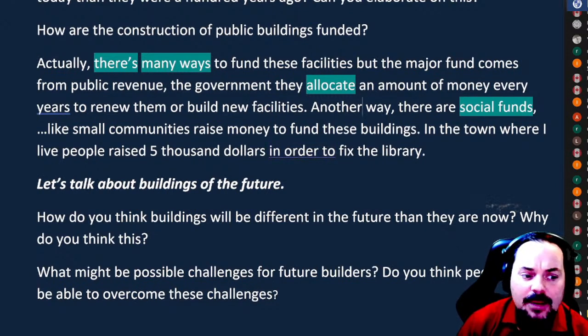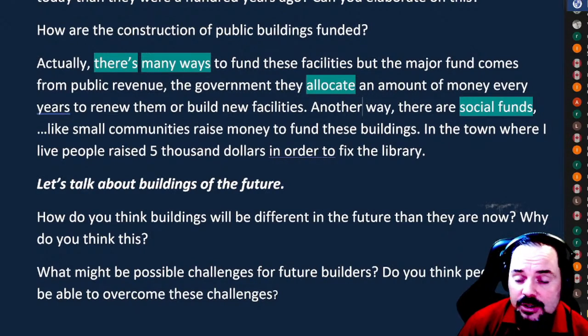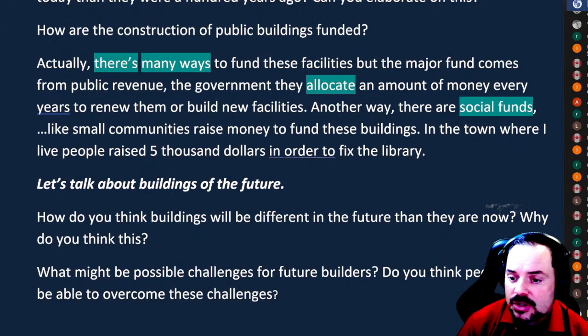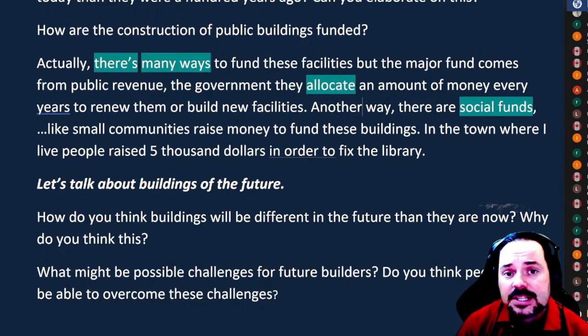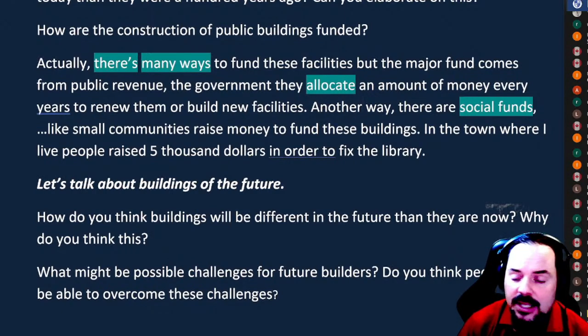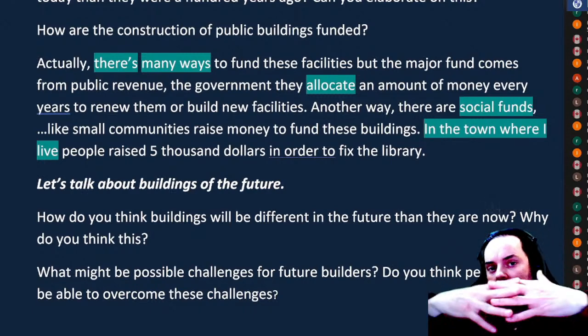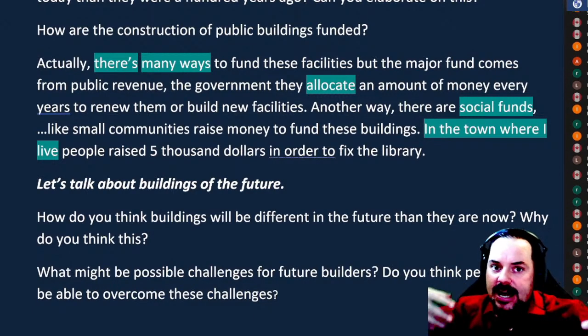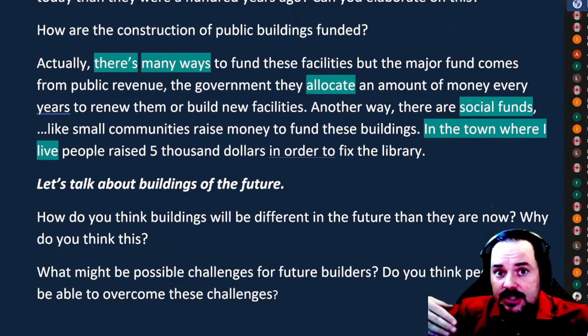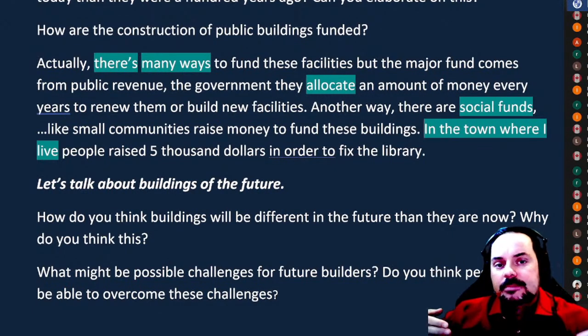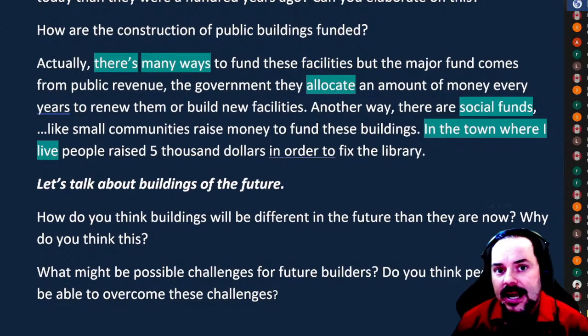It's tricky. And then you said, like, small communities raise money to fund these buildings. So, yeah, so donations, charities, and so on. And then you broke into a very nice, natural, personal example. You didn't say, for example, you just said it right away. You said, in the town where I live. That was really good because you use that adjective clause there. So in the town where I live, it's that kind of adjective clause composition that makes language natural, makes it original, right? Because it's the town where you live. So it makes it original and you get points. And that kind of an example is brilliant for bumping your mark.